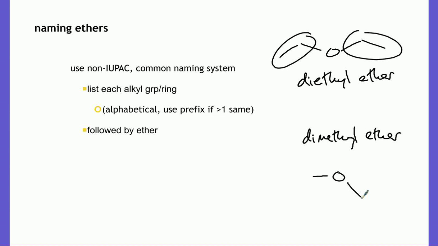I can use methyl, ethyl. I could even turn it into an isopropyl, right? And cyclopentyl like I had on that last slide. So it's actually fairly easy. Just make sure you use that prefix if you have more than one that are the same. It's always going to be a di because you can only have 2 different groups attached to that ether. So it should be pretty easy to name those things.